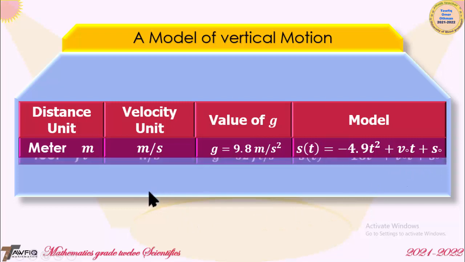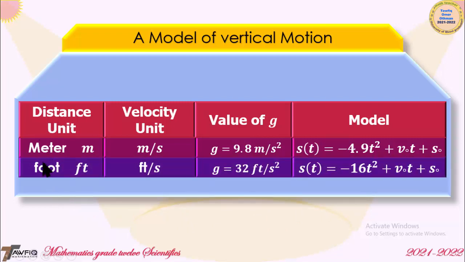But if the unit of distance is feet, therefore the unit of velocity is feet over second, and g is 32 feet per second squared, and s(t), the position function, is minus 16 t squared plus v naught t plus s naught. That means if the unit was meter, we use the first model, and if the unit was feet, we use this model.